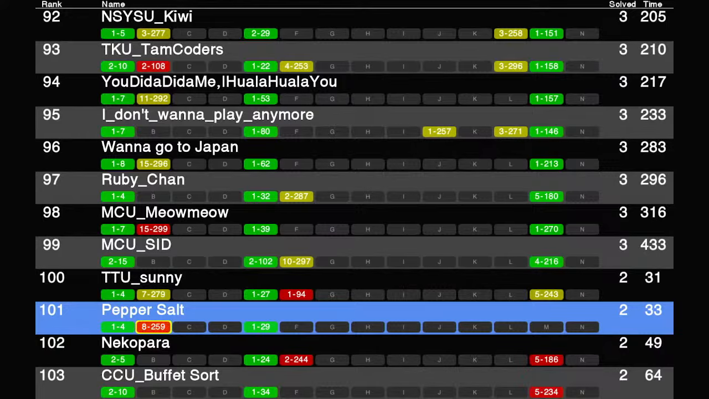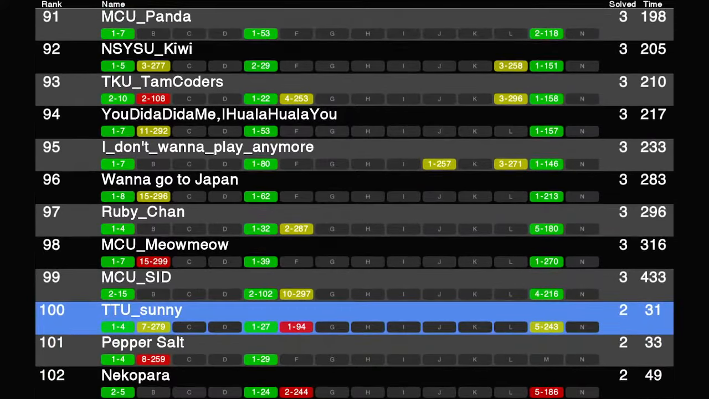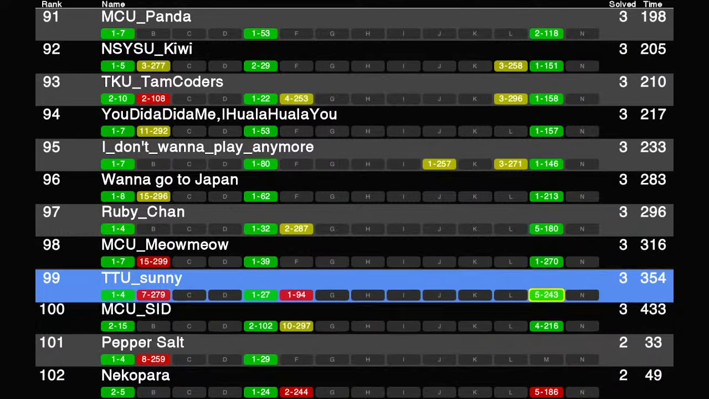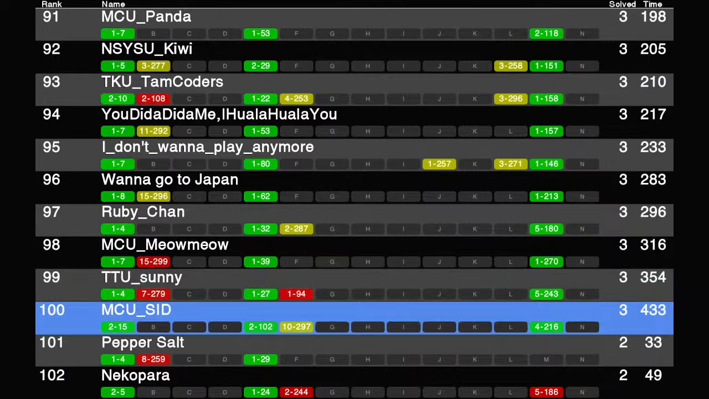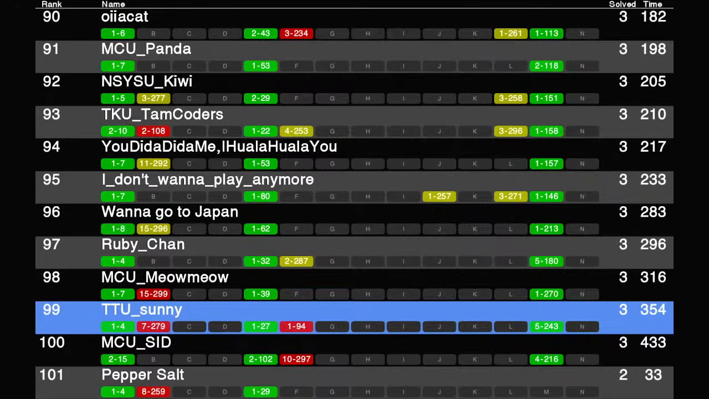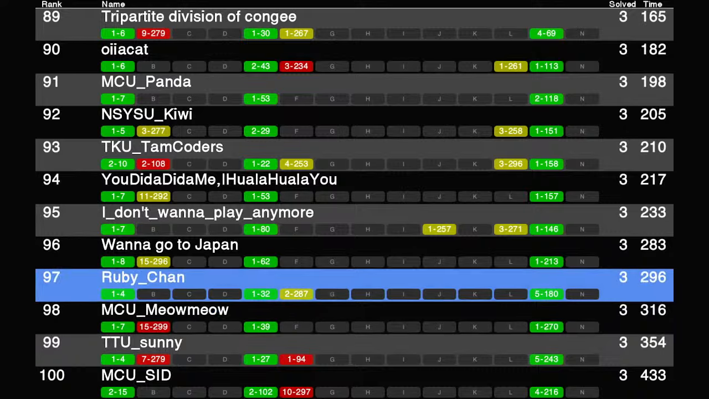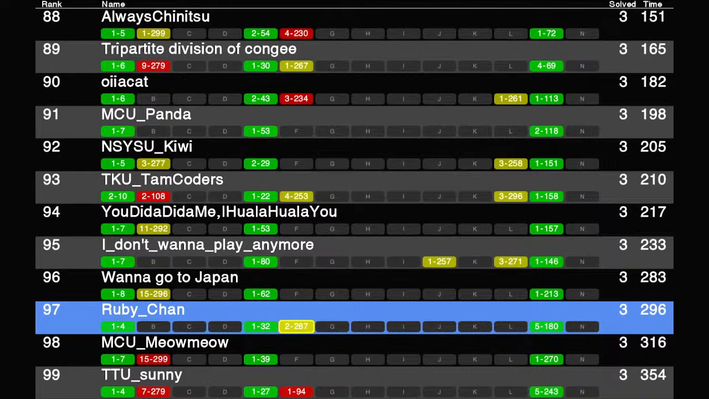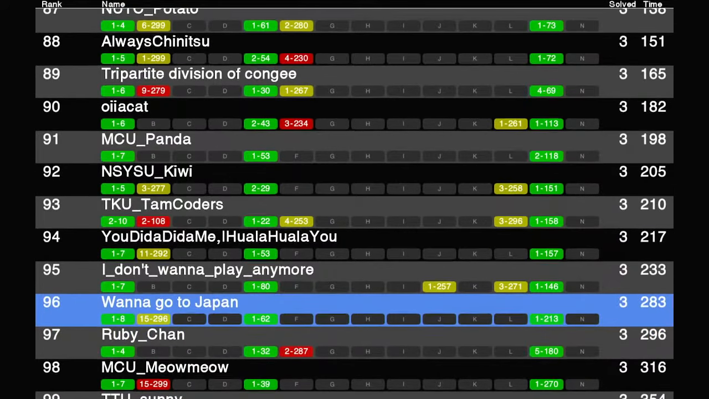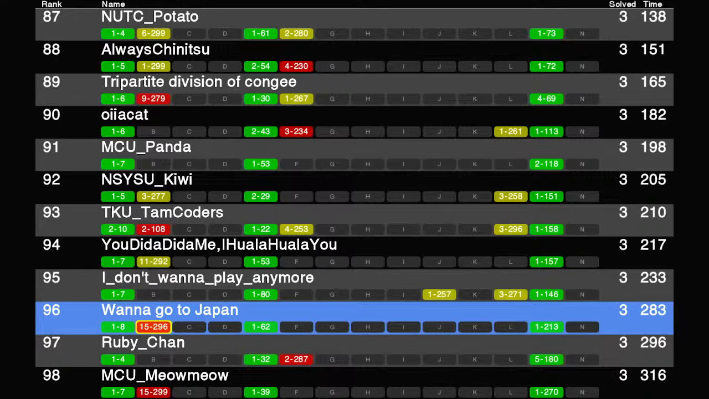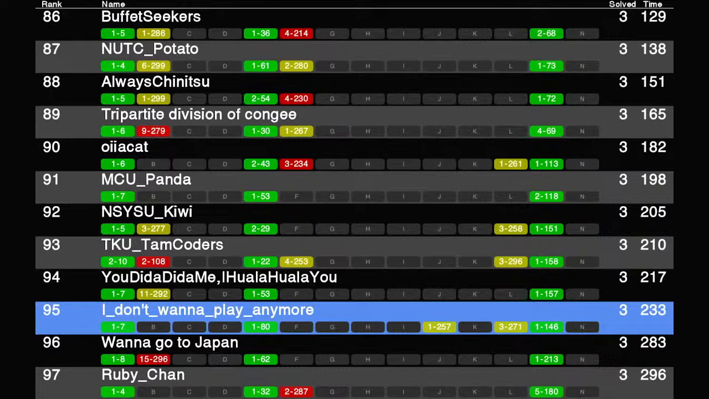Paper Sword has a submission, that one is a no, so let's stop there. TTU Sunny on problem B is also a no, but their M is a yes and moves out. MCU SID has 10 submissions on problem F, that one is a no. TTU Sunny is finished, and they stay here. MCU Miao Miao is also finished. Ruby Chan, 1 submission on F is no. Want to go to Japan, that one is a no. I don't want to play anymore. Problem J is a no, and the L is also a no.